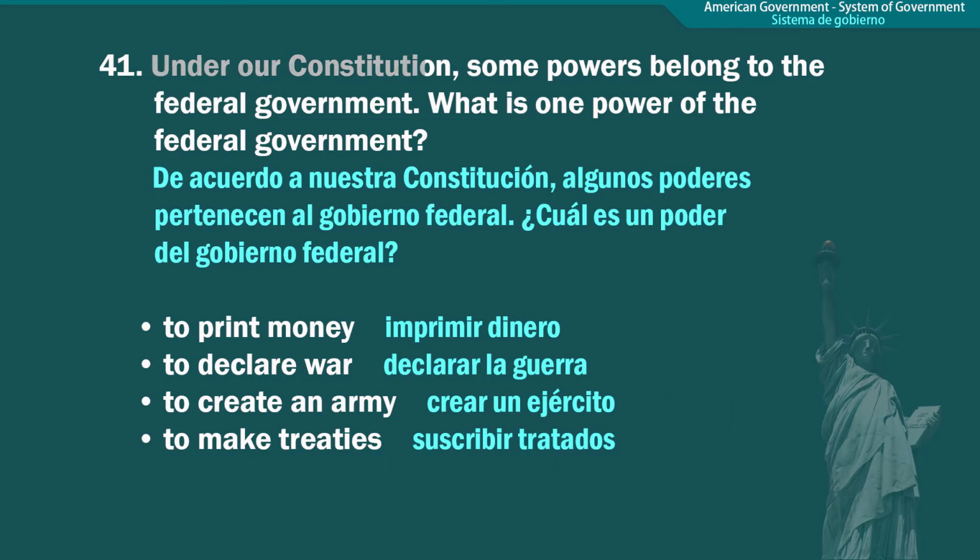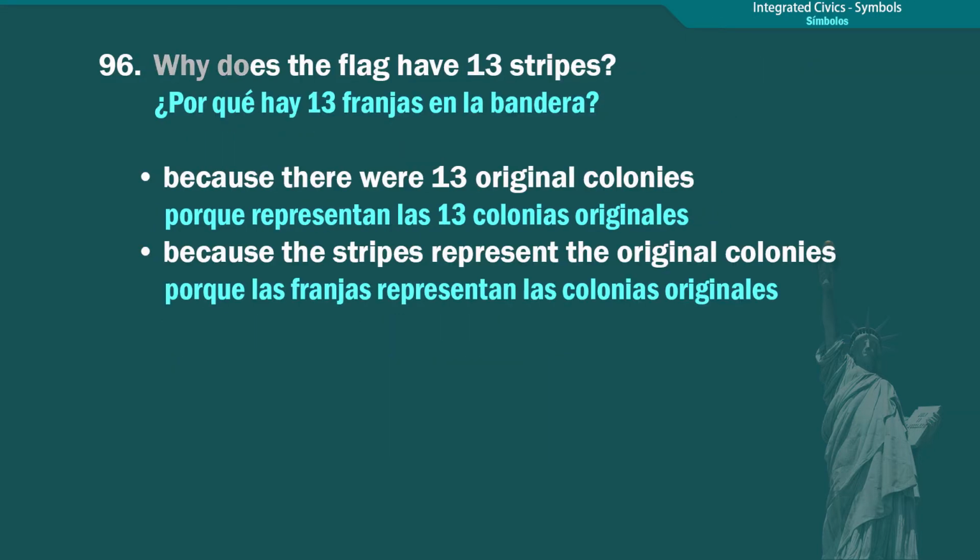Under our Constitution, some powers belong to the federal government. What is one power of the federal government? To print money. To declare war. To create an army. To make treaties. Why does the flag have 13 stripes? Because there were 13 original colonies. Because the stripes represent the original colonies.